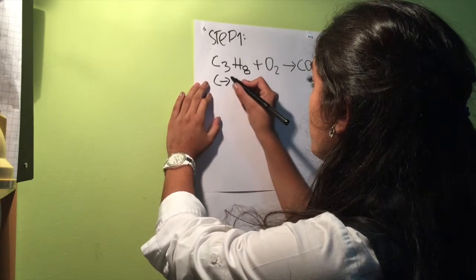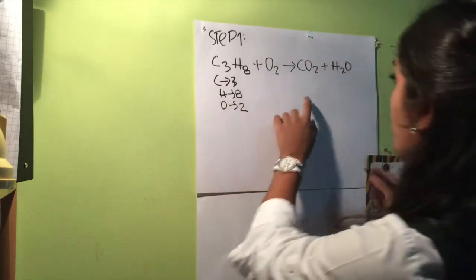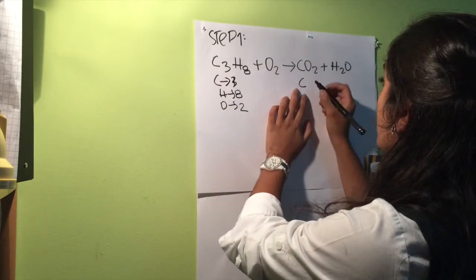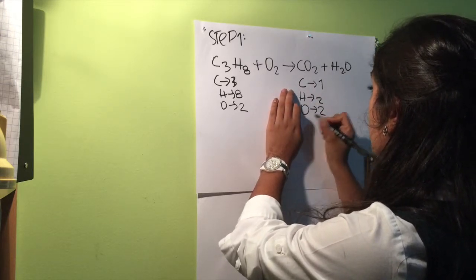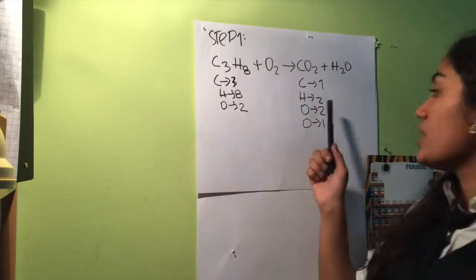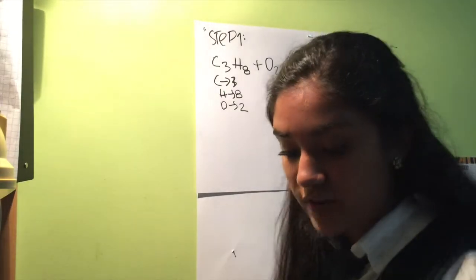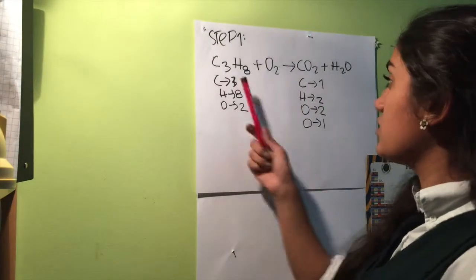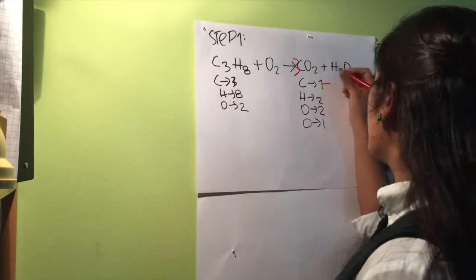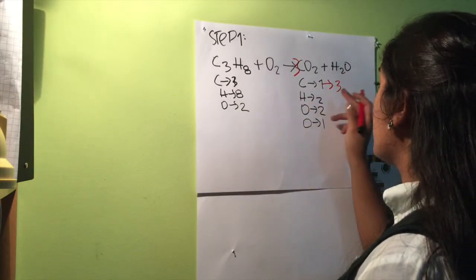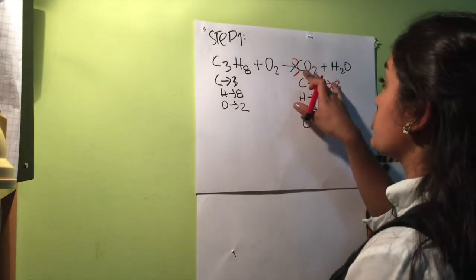We have carbon 3, hydrogen 8, oxygen 2. On the other side, we have carbon 1, hydrogen 2, oxygen 2, oxygen 1. So we have 2 oxygens, but don't worry about it right now. Now we have to find a way to make these balanced. So we're going to add a number 3 here, which will make carbon have 3, and hydrogen and oxygen will have 6, because you have to multiply this number by the ones we have here.